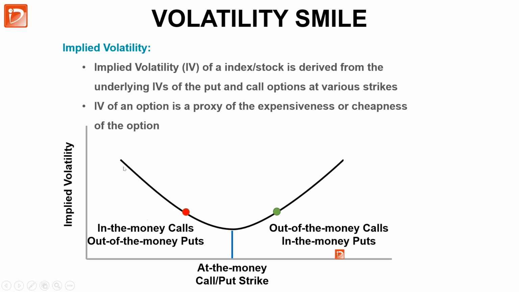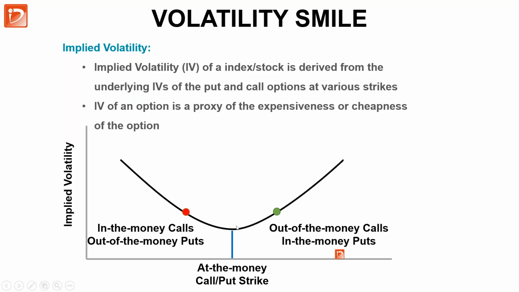So here, this is a typical plot of the IVs on the y-axis and the strike prices of the calls and put options. And if you plot the IV versus the strikes of the various options, then you will see a smile-like curve of the implied volatilities, wherein the out of the money or in the money calls are expensive, while at the money strikes are relatively cheaper. And similarly, out of the money calls and in the money puts are more expensive than the at the money calls and put options.